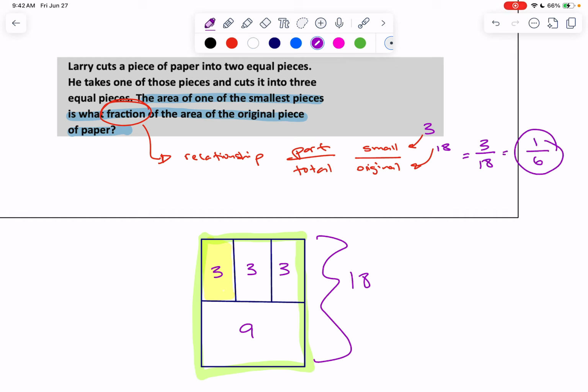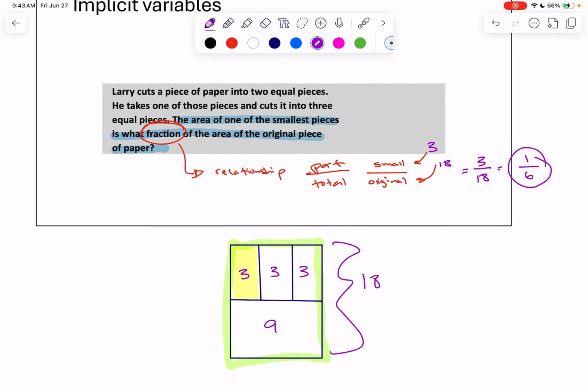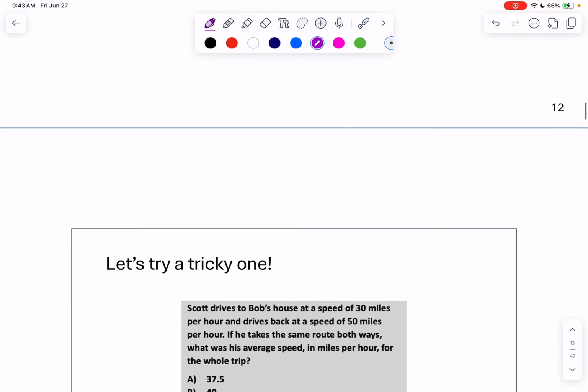So again, not too crazy a problem, but again, to get the idea that they could be asking us for a relationship between unknowns. Let's look at a harder version where they're asking us for implicit variables.